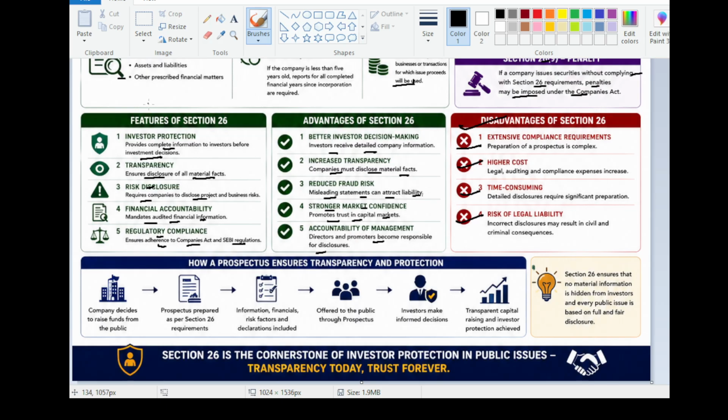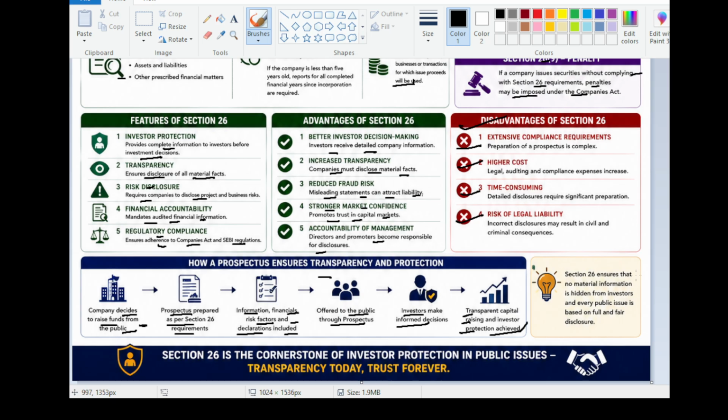And now we can see how a prospectus ensures transparency and protection. First, the company decides to raise funds from the public. Then the prospectus is prepared as per Section 26 requirements, with information, financial risk factors, and declarations included. It is offered to the public through the prospectus. Investors make informed decisions. Transparent capital raising and investor protection achieved. Okay, this is the hierarchy of how a prospectus is issued.